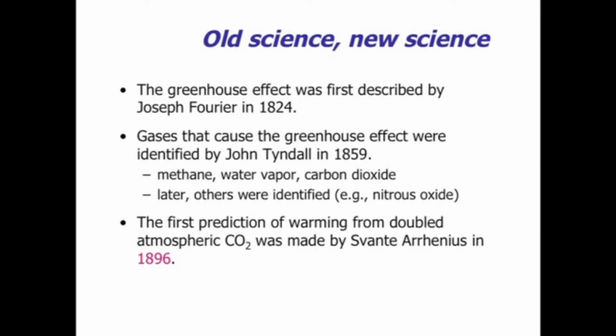And the first prediction of global warming from doubled atmospheric carbon dioxide was made by a Swedish chemist, a Nobel Prize winner by the name of Svante Arrhenius, in 1896. And he came up with an answer that is not too much higher than our best estimates now. He got about 5.4 degrees. We think it's something on the order of 3 to 3.5. So it was a little high, but not really out of the ballpark. So this is old science. It's very robust, okay? The basics of it are very robust. We've known it for a long time.